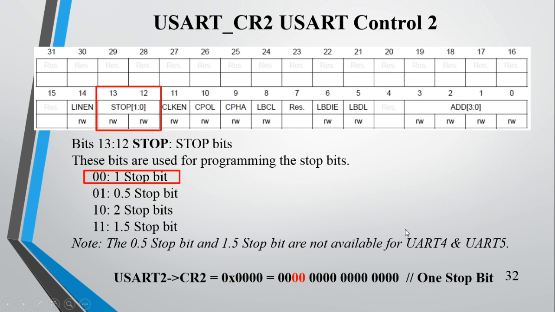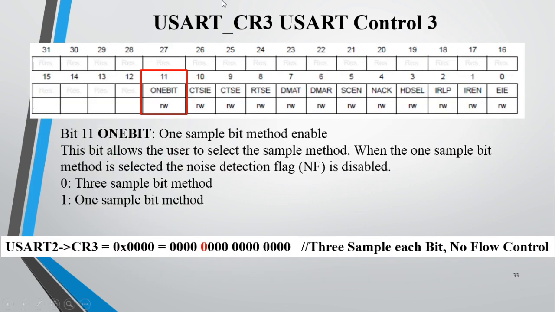00 means 1 stop bit. Others are not used for the time being. Then the next register you need to configure is the UART CR3 register, control register 3. In this control register 3, as you have seen before, we need to configure this 1 bit. This bit is used for configuring whether you are using 3 samples at the center for evaluation of a bit or a single sample at the center for evaluation of a bit.